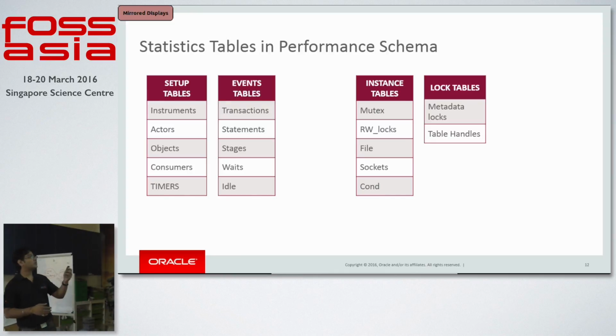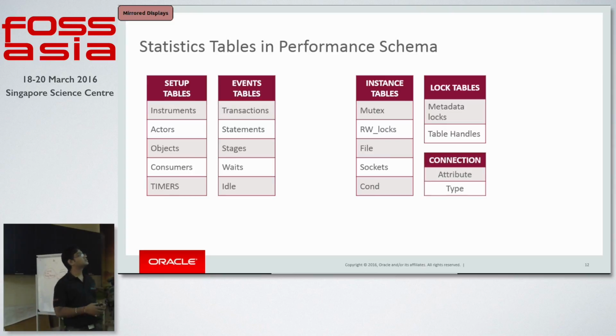Then we have tables for table lock information. We have a table for metadata locks. We have tables for different table handles. We have tables for connection attributes, using which a client is connecting to the server. We have types of connections information.